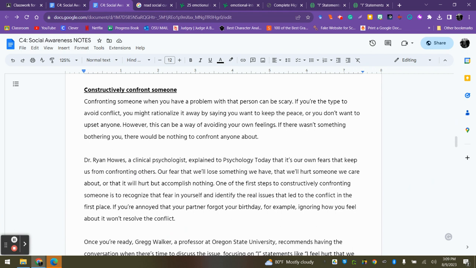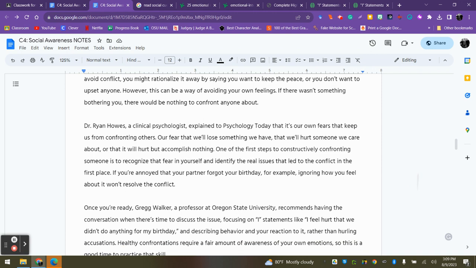Constructively confront someone. Confronting someone when you have a problem with that person can be scary. If you're the type to avoid conflict, you might rationalize it away by saying you want to keep the peace or you don't want to upset anyone. However, this can be a way of avoiding your own feelings. If there wasn't something bothering you, there would be nothing to confront anyone about.